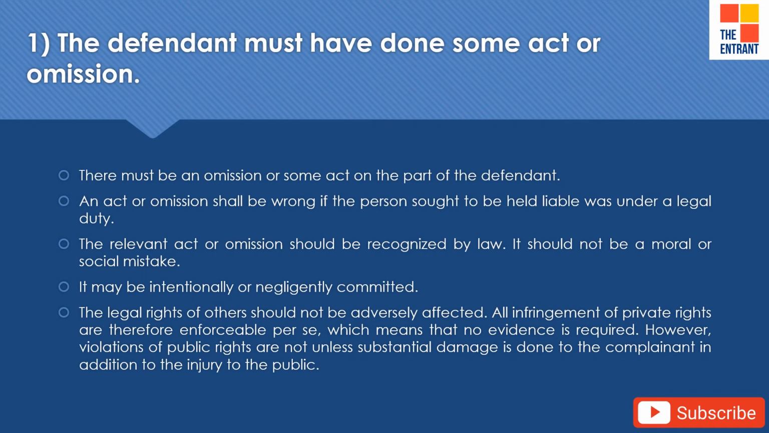There must be an omission or some act on part of the defendant. An act or omission shall be wrong if the person sought to be held liable was under a legal duty. The relevant act or omission should be recognized by law. It should not be a moral or social mistake. It may be intentionally or negligently committed. The legal rights of others should not be adversely affected. All infringement of private rights are therefore enforceable per se, which means that no evidence is required. However, violations of public rights are not unless substantial damage is done to the complainant in addition to the injury to the public.